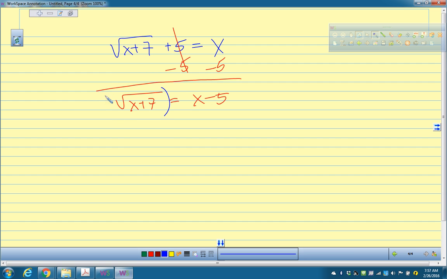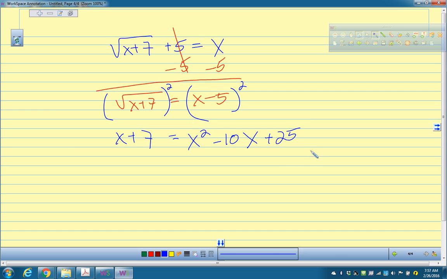So here's where it gets tricky, okay? You square both sides, and you get x plus 7. What do I get when I square this side? Don't say x squared plus 25. What do I get when I square that side? X squared, what, Mandy? You have to remember there's the two middle terms. And those middle terms make minus 10x plus 25. So when you square that, don't forget your middle terms.